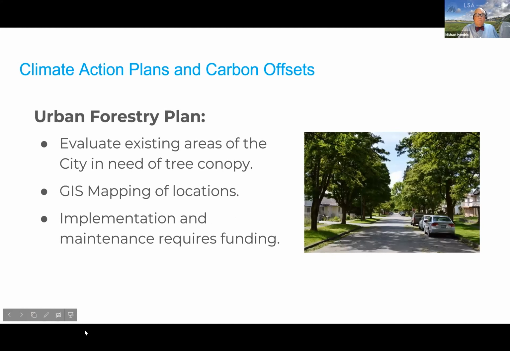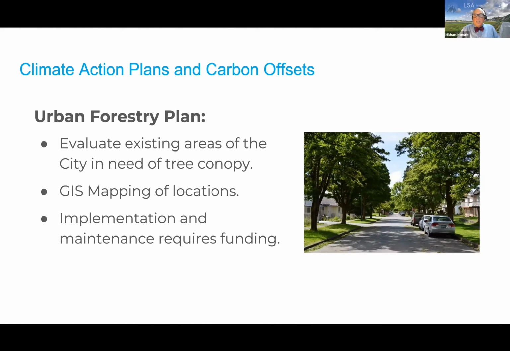So another common community-wide effort within a climate action plan is an urban forestry plan. It evaluates the existing tree canopy within the city and where there's need for more trees. And this gets very complex because in addition to having the tree canopy to provide shade, reduce the urban heat island effect, and sequester carbon, they also need to be mindful of not shading solar panels and providing line of sight on the streets, street signage, and traffic lights, that kind of thing. These are also GIS mapped, looking at where the best places are to plant additional trees. Implementation and maintenance also requires funding.